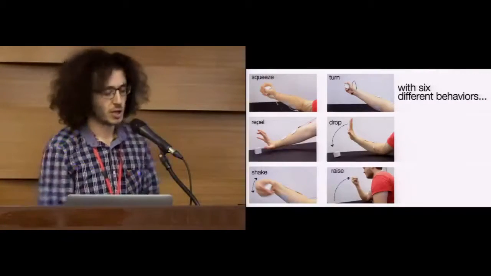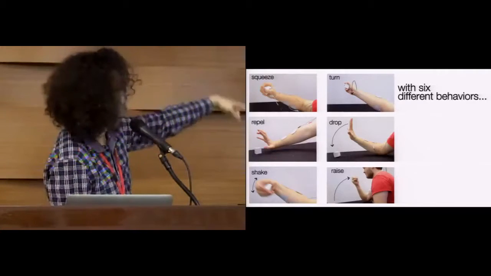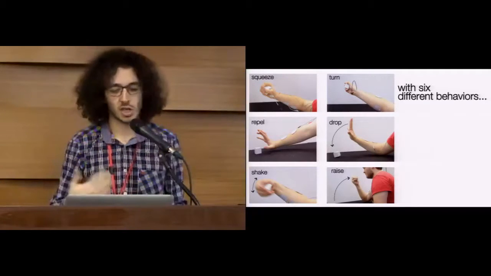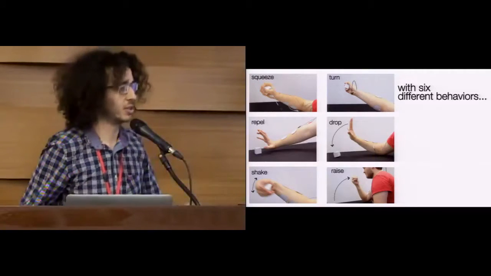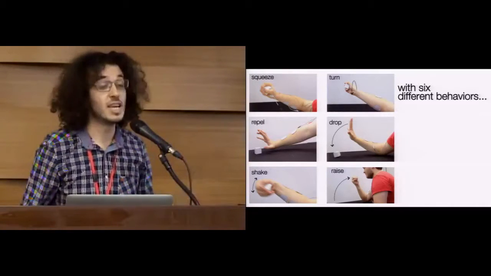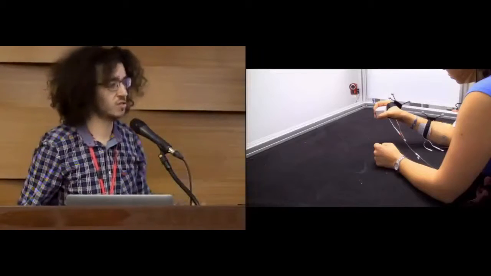Right, so we actually had 6 different behaviors: squeeze, turn, repel, drop, shake, and raise up to your head. And users went and told us what they felt, and we gave them a few seconds to explore the objects, not too long, and to name the final behavior. And I'm going to show you what we consider to be a correct answer, for instance, for squeeze.